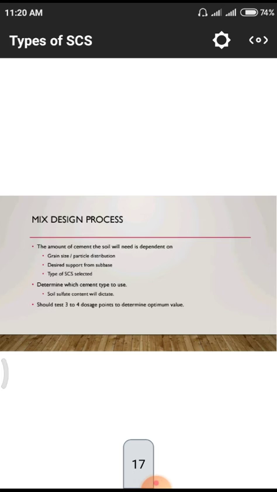Type of SCS selected, that means which of the four methods we have selected. Determine the cement type and usage. The soil should be tested at 3 to 4 discrete dosage points, and determine the optimum value. That means on our side we have to take a minimum of 3 to 4 quantities, and from those 3 to 4 quantities we take the average value.